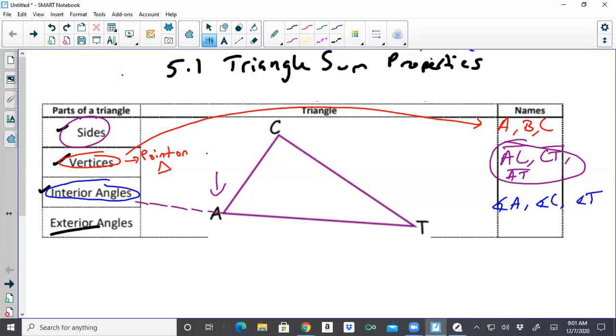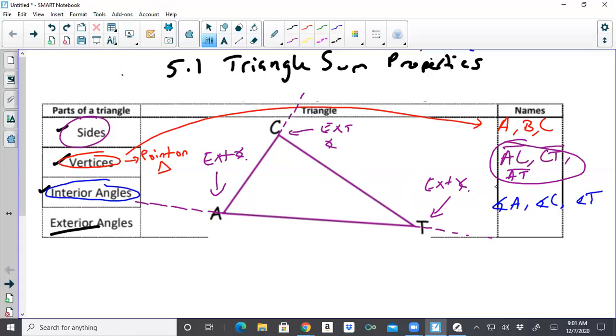This thing right here is an exterior angle. So that's an exterior angle. I could do that with every single one of these. I could extend that line, and this is an exterior angle. And I could do that with this line down here. I could extend it, and this would be an exterior angle.